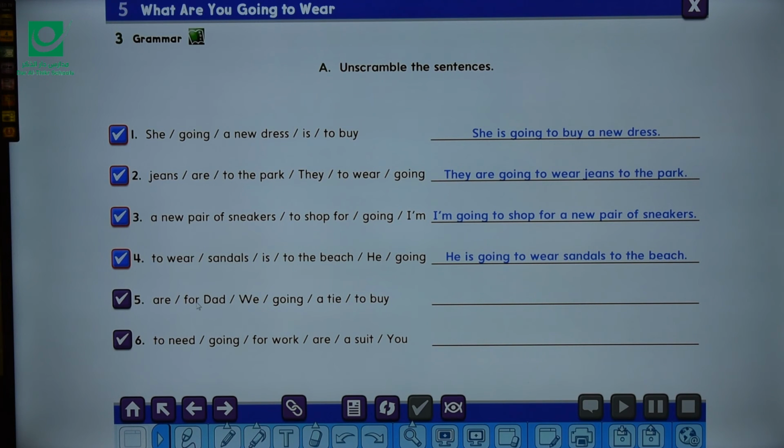Are for dad, we going a tie to buy. Exactly. We are going to buy a tie for Dad. To need going for work, are a suit, you. We start with you. Exactly. You are going to need a suit for work.